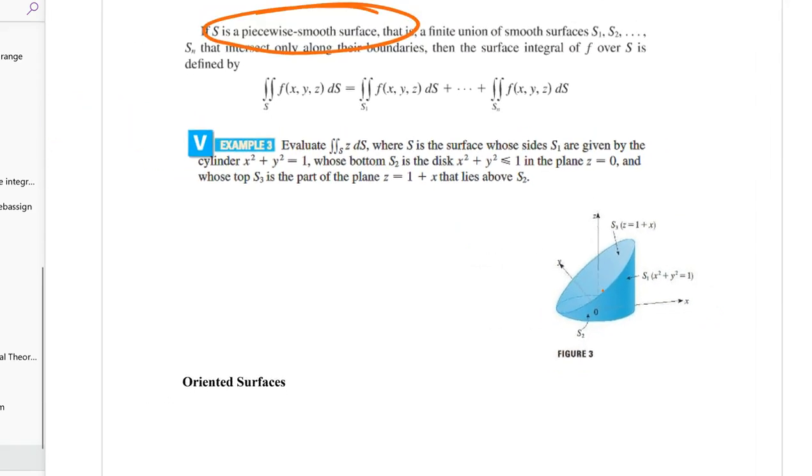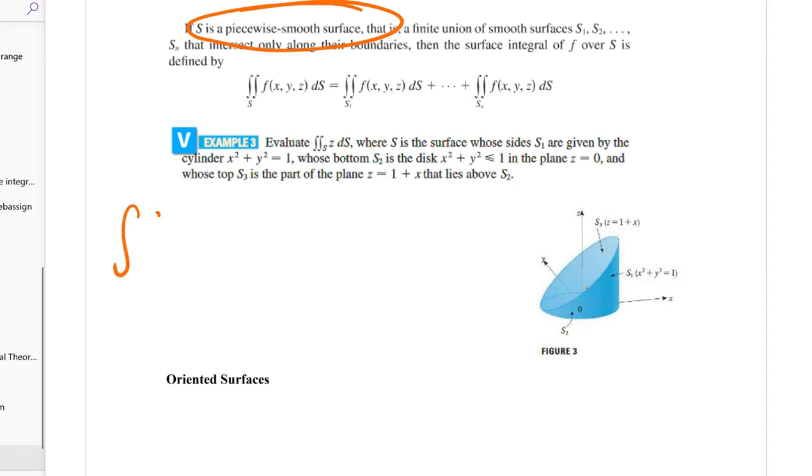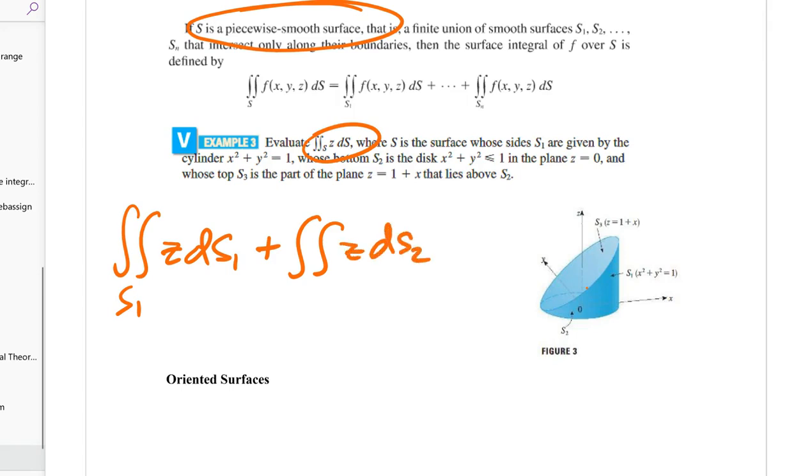So what you have to do is you have to do all of these separately. So it's the double integral over S1 of z dS1, plus the double integral of z dS2 over S2, plus the double integral of z dS3 over S3, like that. So you split them up and you do all of them separately.